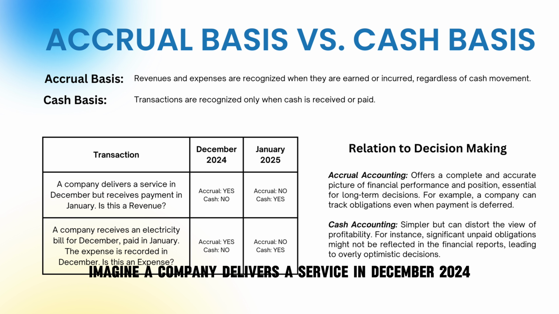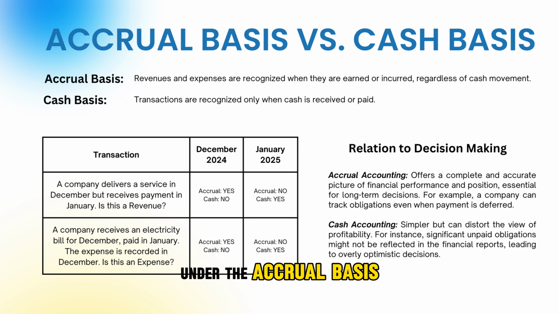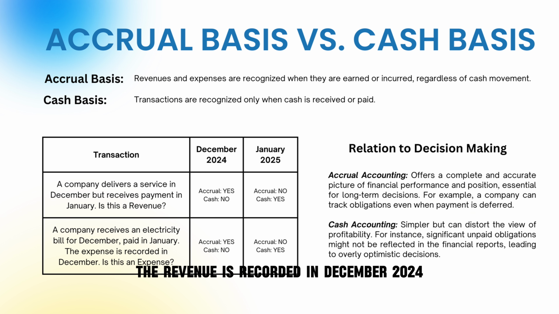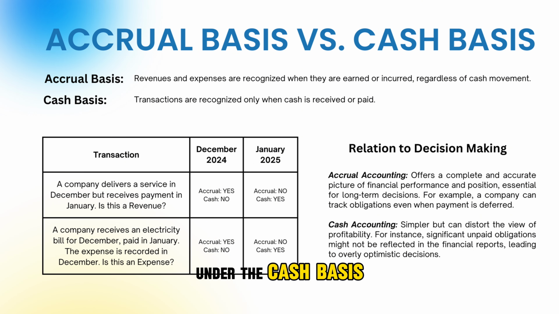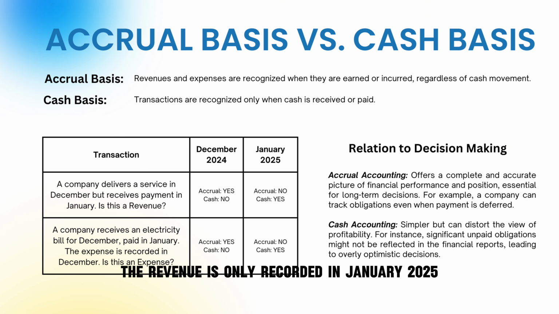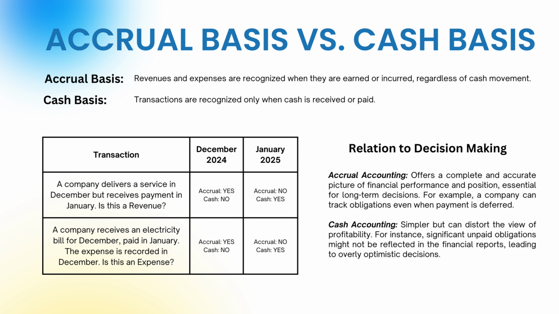Here is an example to demonstrate how these methods differ. Imagine a company delivers a service in December 2024 but does not receive payment until January 2025. Under the accrual basis, the revenue is recorded in December 2024 because that's when the service was performed, even though no cash was received. Under the cash basis, the revenue is only recorded in January 2025 when the payment is actually received.